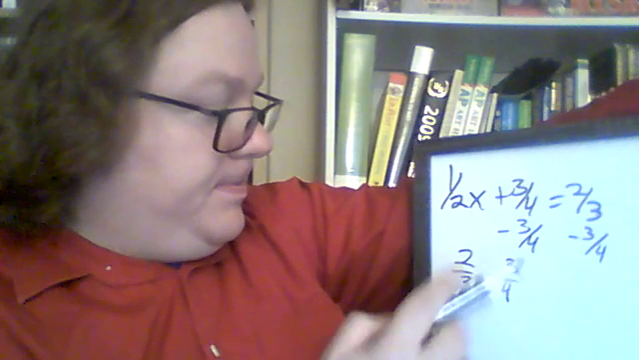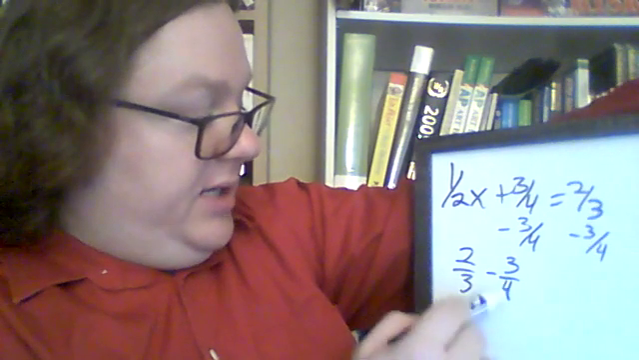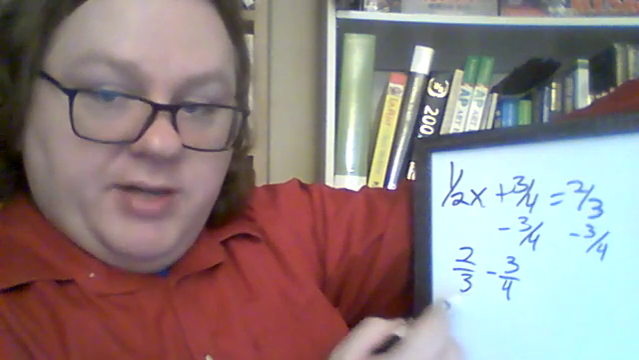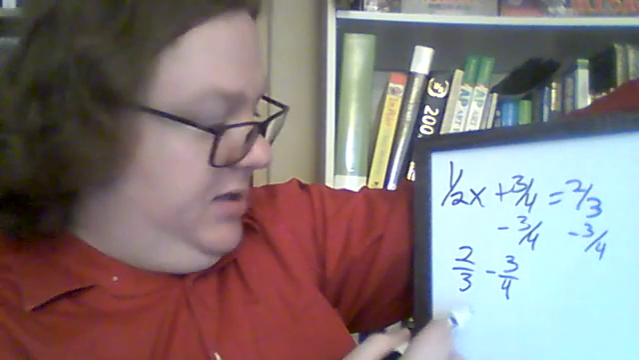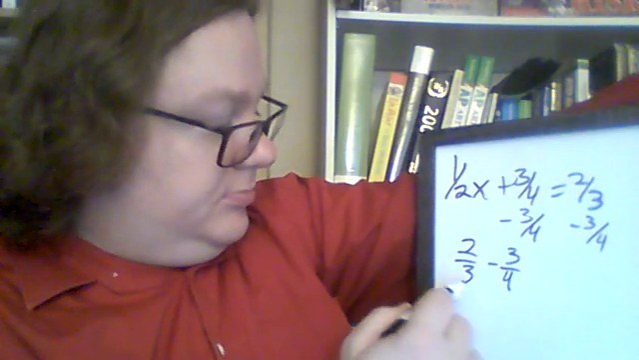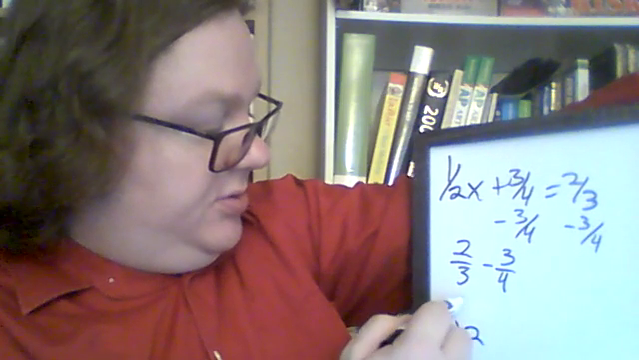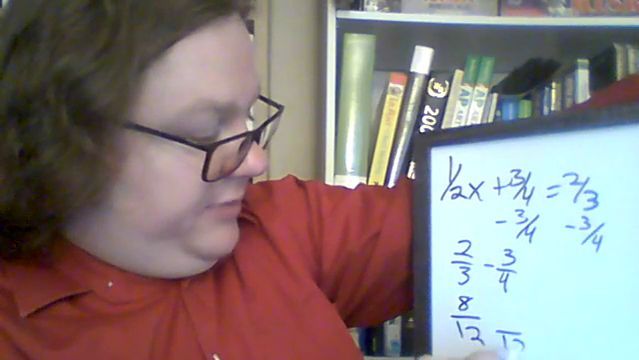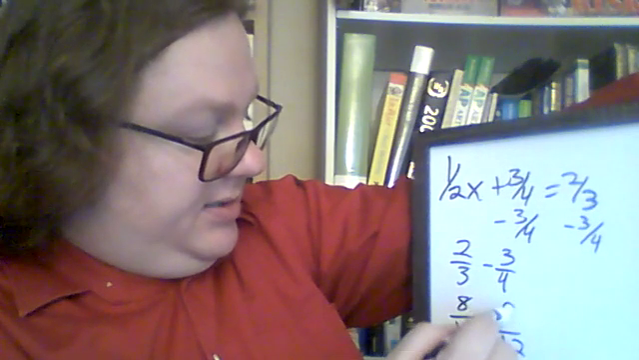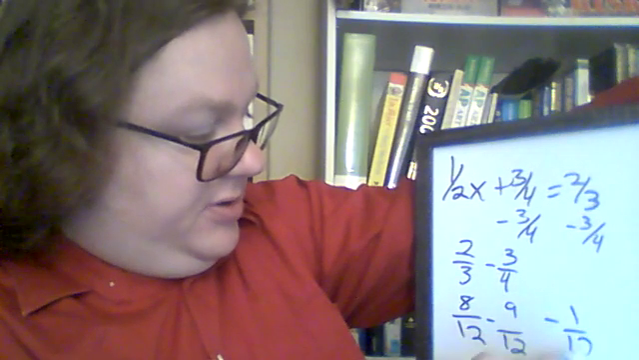I'm going to have to multiply this one by 4 and this one by 3 to get the denominators to be the same. So 3 times 4 is 12. 4 times 2 is 8. 4 times 3 is 12. 3 times 3 is 9. 8 minus 9 is negative 1 over 12.